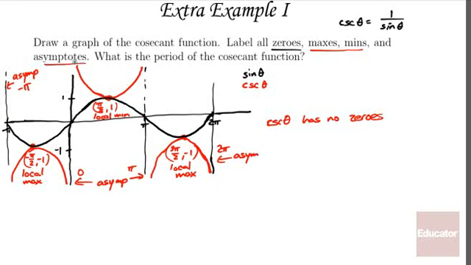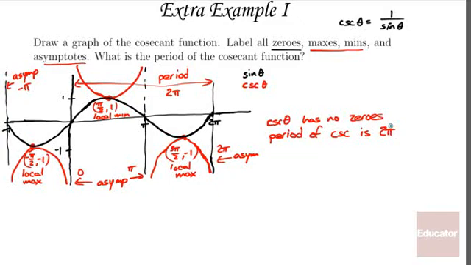Now the period of the cosecant function is how long it takes to repeat itself. So that's one period before it starts repeating itself, and that's 2 pi. And that really comes back to the fact that sine theta has a period of 2 pi. So the period of cosecant, just like secant, is 2 pi. Okay, looks like we answered everything there.